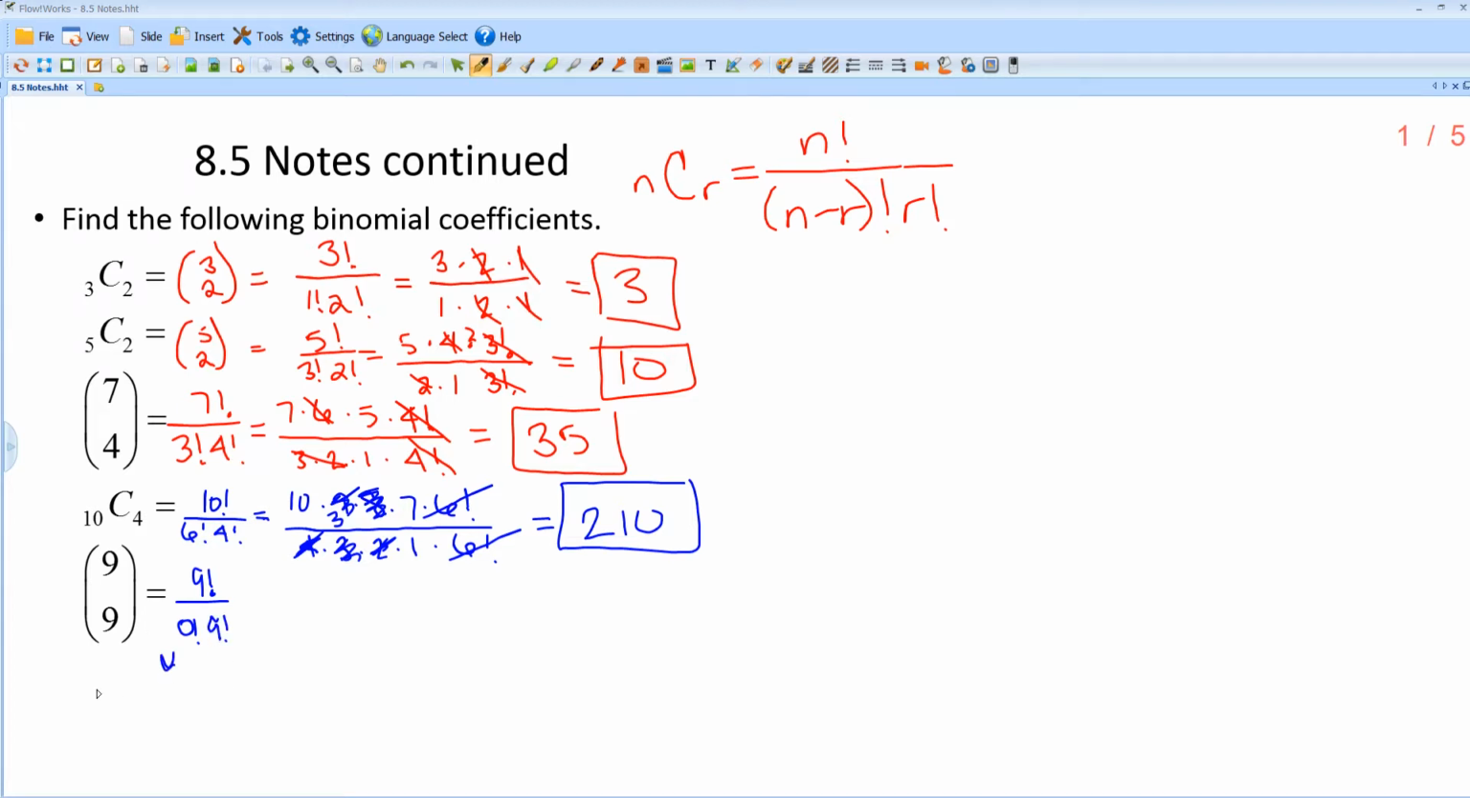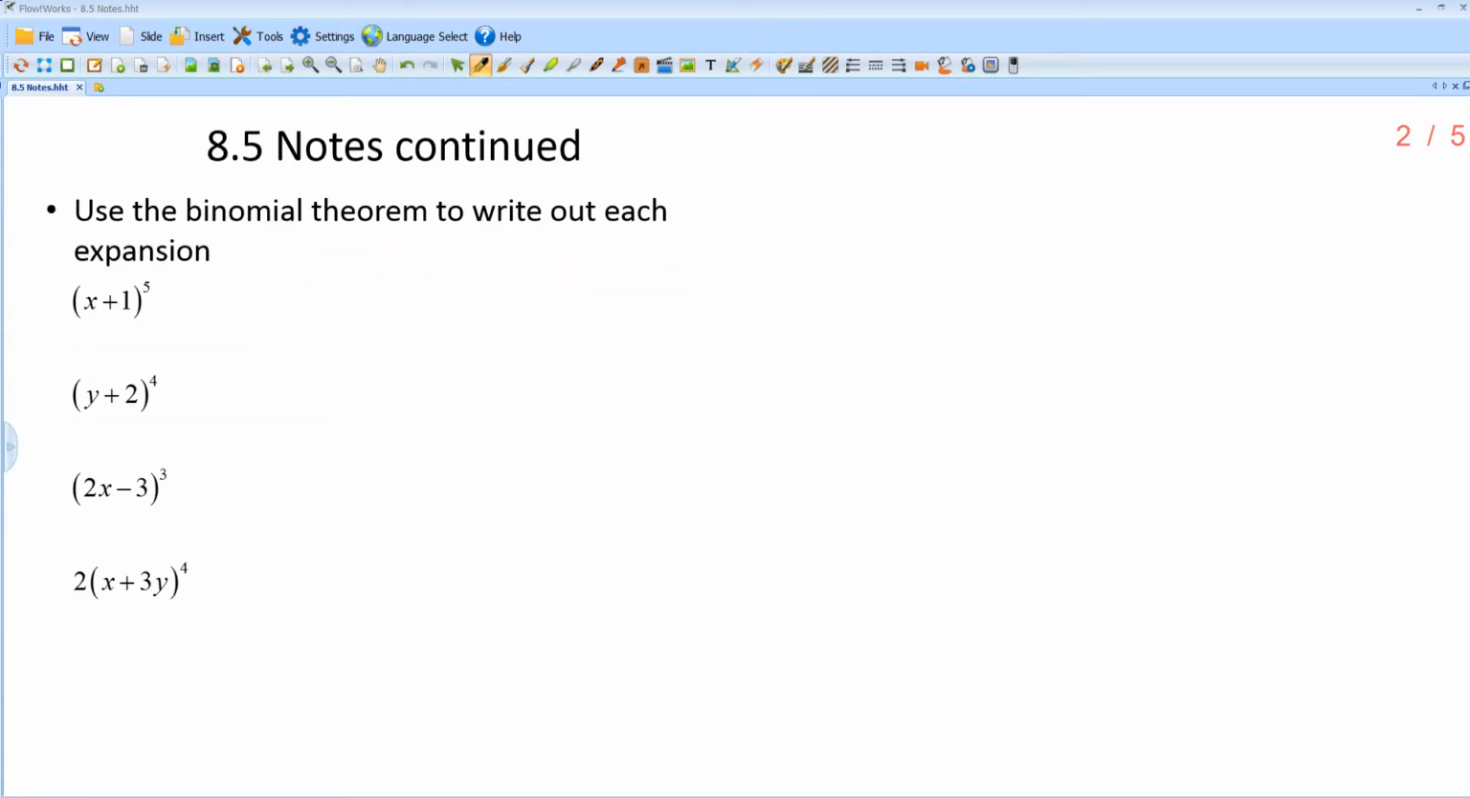Something about 0 factorial to remember. By definition, this is 1. So we have 9 factorial over 9 factorial, which is just 1, meaning our coefficient, if we were doing 9 choose 9, is just 1. You're essentially saying, in how many ways can I choose 9 things from 9 things? Well, only one way. All right, we're skipping that next slide, and then we're going to go through these examples.